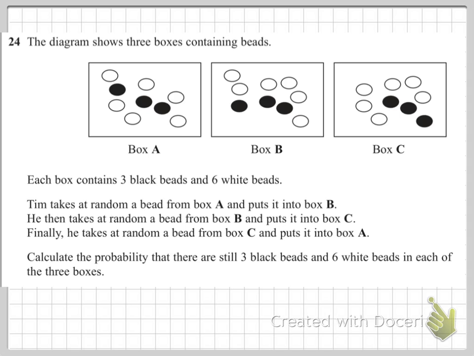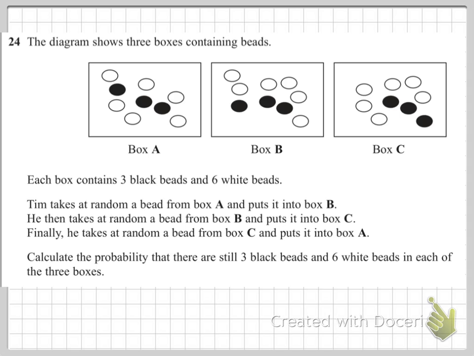Now you might spot that the only way of doing that is if we take a black out of A and put a black back into A. Sorry, I've misinterpreted the question there. It's the probability that nothing has changed in any of the boxes.